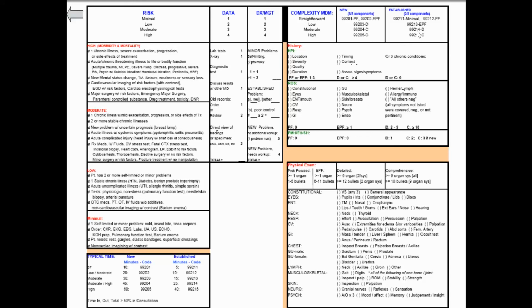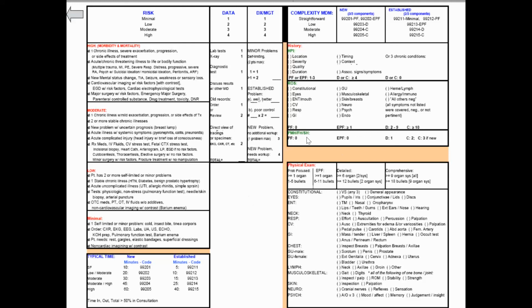Review of systems for expanded problem focus is greater than or equal to 1. I just have to ask one thing. I could talk about the musculoskeletal system. It hurts. Well, what about anything else? No chest pain, shortness of breath, or abdominal pain, or anything else like that. I can do all of that, but I only need one of them. So I can ask all these questions if I want to, but it's not going to change the level, because the medical decision making for this visit is a 213.